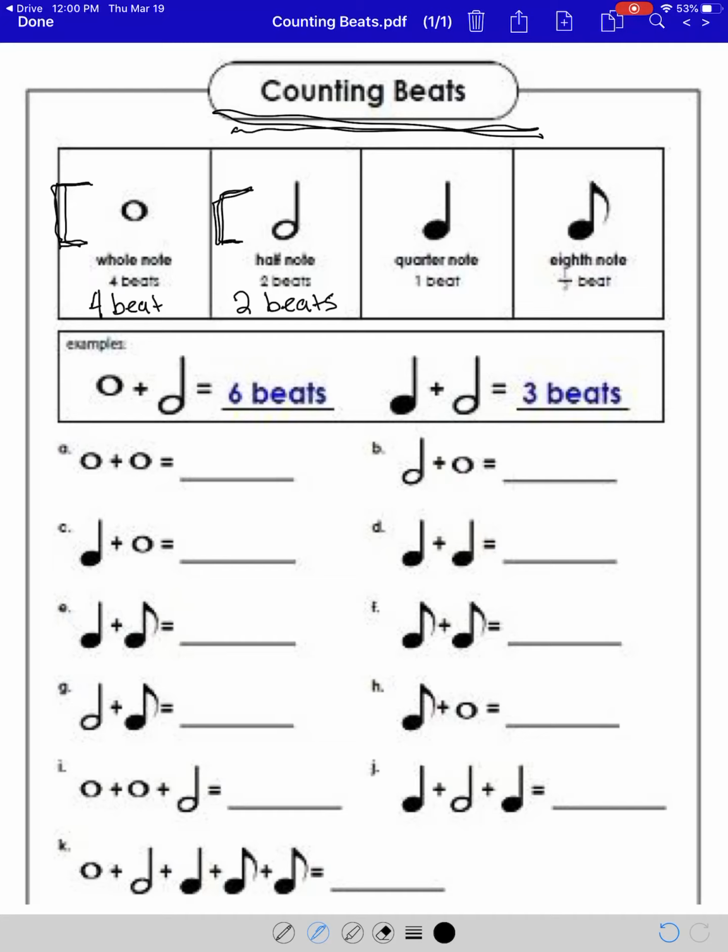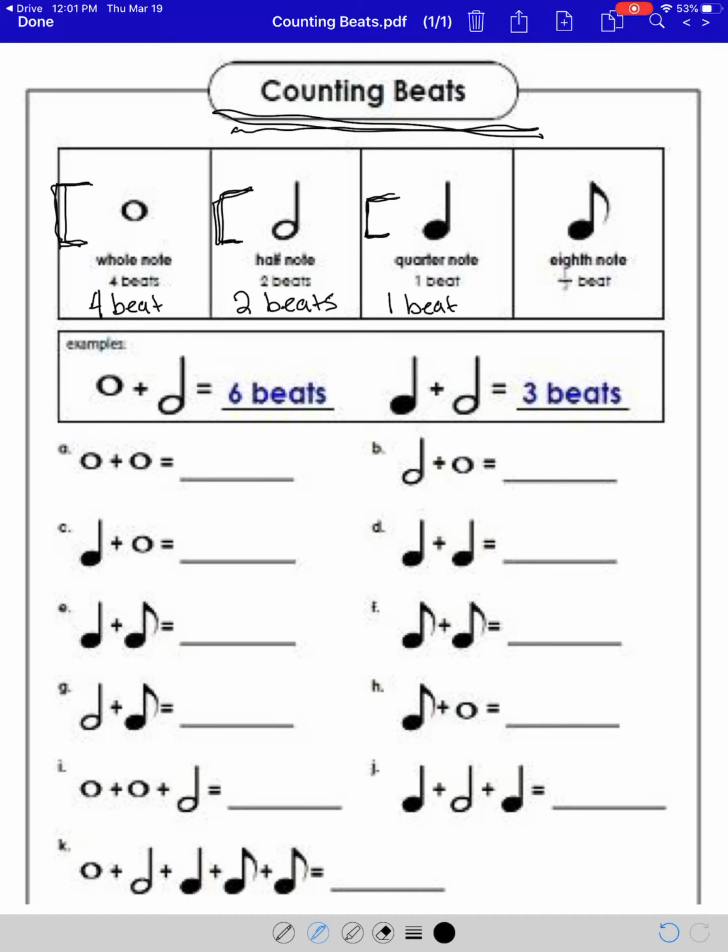is 4. If I cut a half note in half, just like when I do with fractions, half of a half is a quarter, right? And a quarter note gets 1 beat. So how many quarter notes are in a whole note? That would be 4 quarter notes are in a whole note, because a whole note gets 4 beats and a quarter note gets 1 beat.